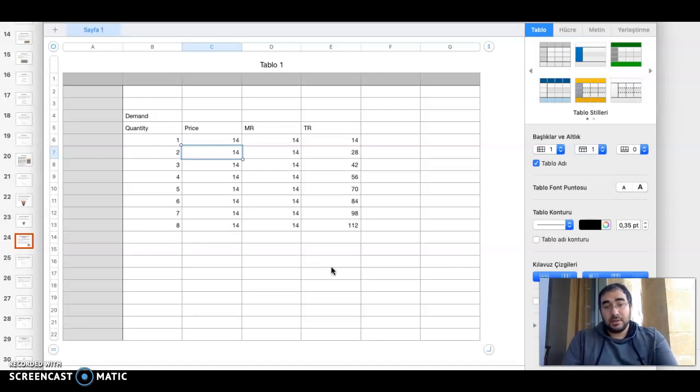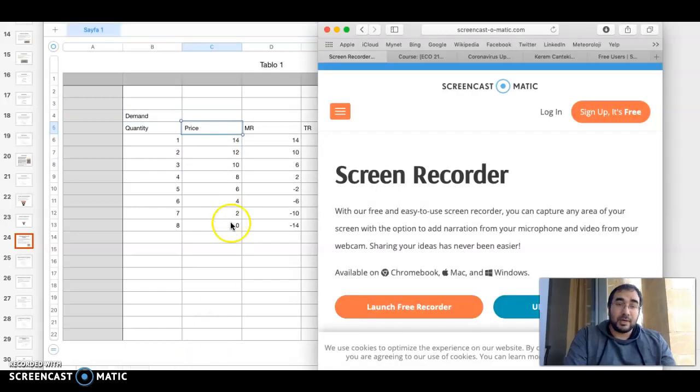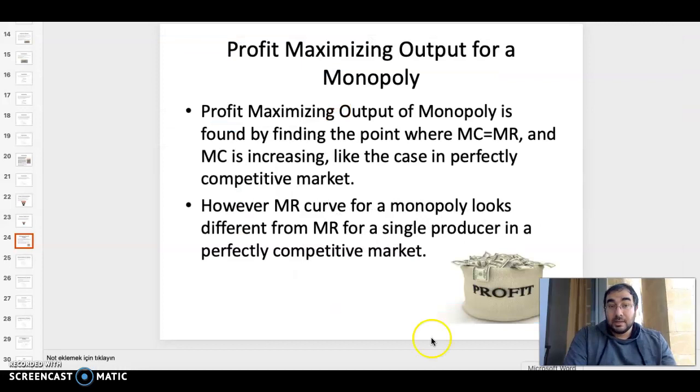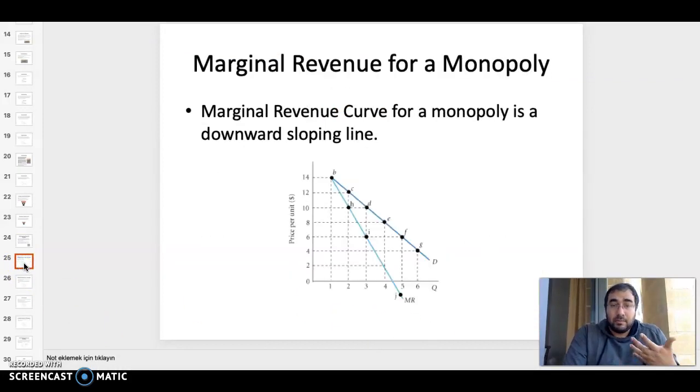In this week, however, the price will change because we have a downward sloping demand curve. The demand curve of the monopoly is the same as the demand curve of the whole market, because the monopoly is capturing the whole market demand. So if the monopoly sells 2 units instead of 1 unit, the price will fall to 12. If it wants to sell 3 units, the price will fall further.